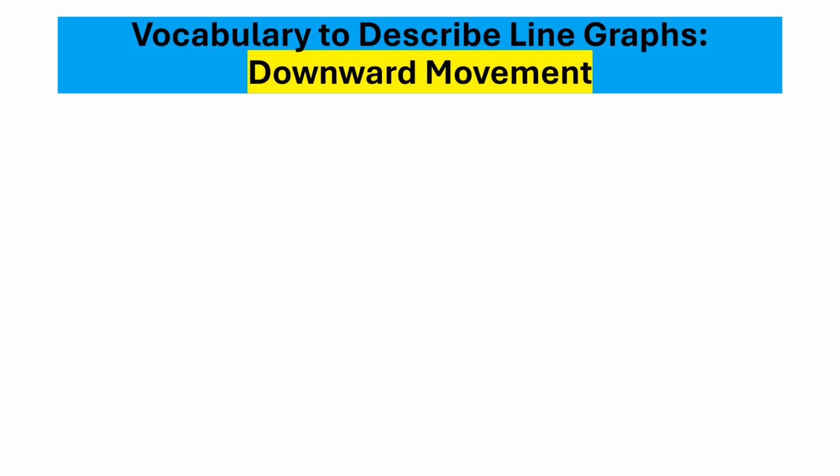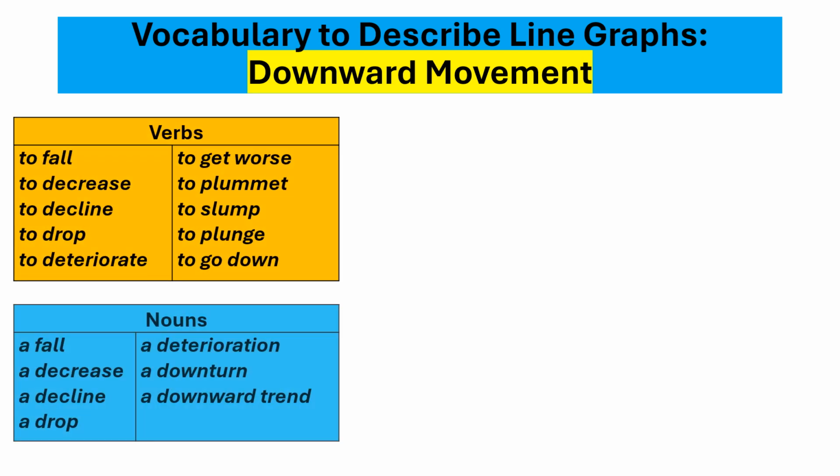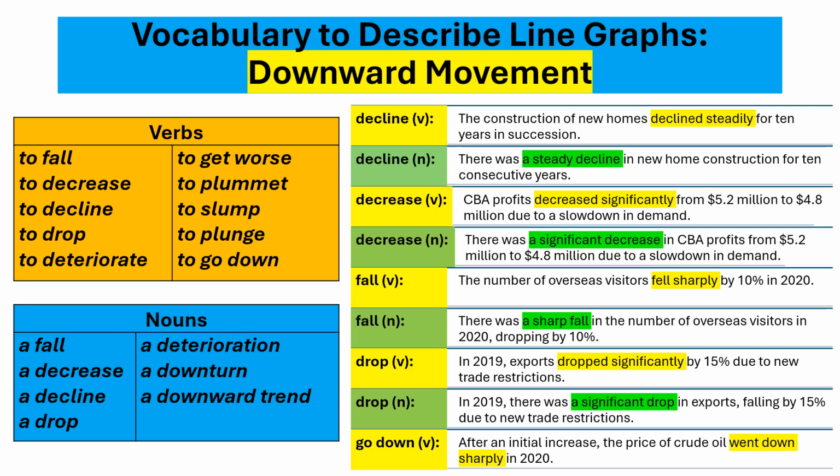Next, let's explore the vocabulary used to describe a downward trend in a line graph. When data decreases over time, we can use a variety of verbs and nouns to describe this movement accurately. Let's take a look at some commonly used words and example sentences. As you go through them, notice how different words are used to describe similar trends. Pause the video here and read the example sentences to see these words in action.